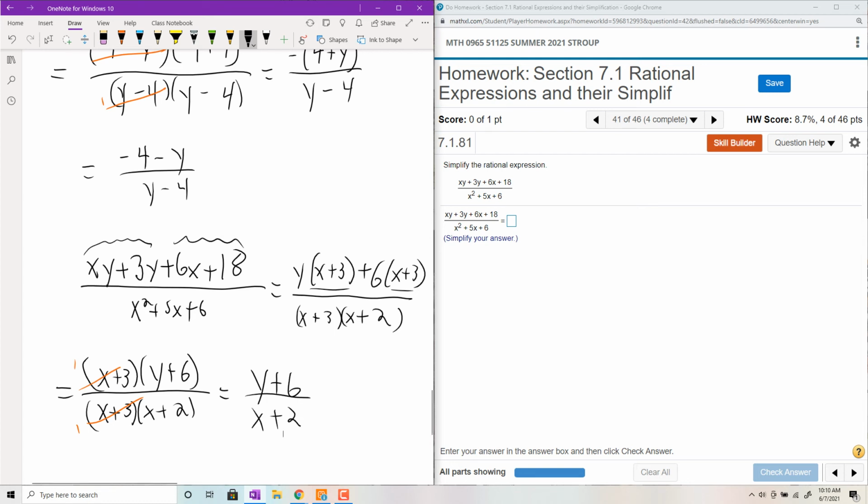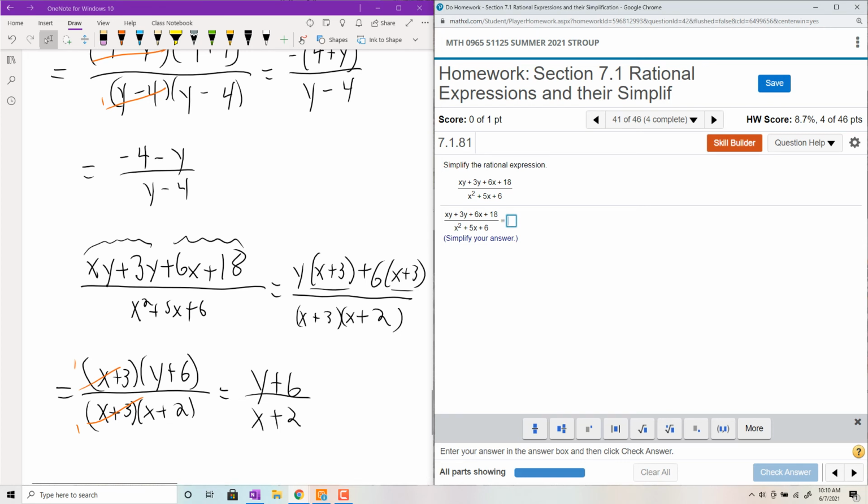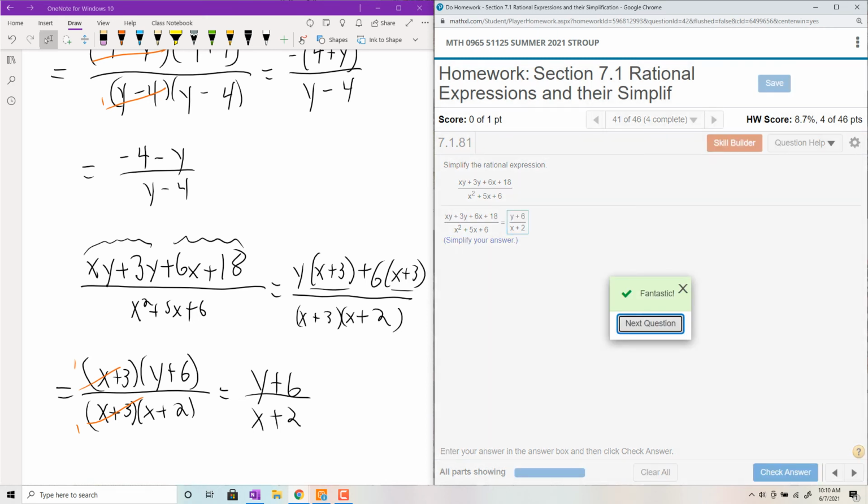Okay. Fraction bar, y plus 6 all over x plus 2. Answer. Yay.